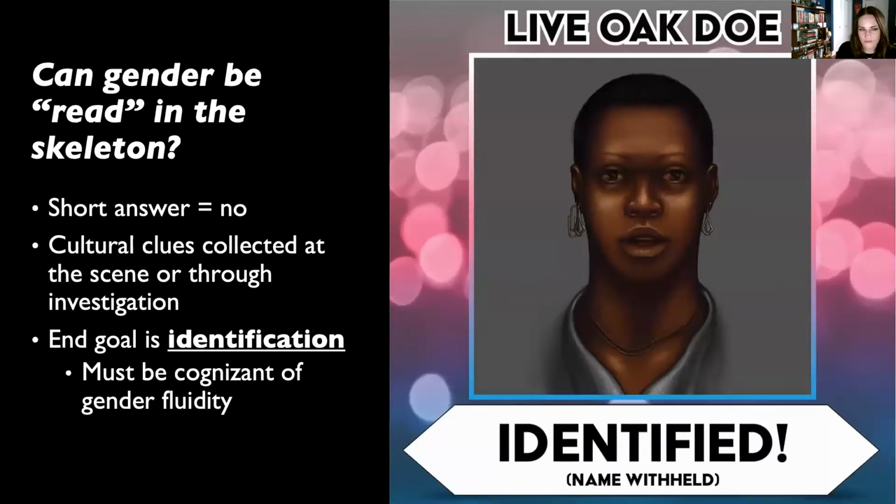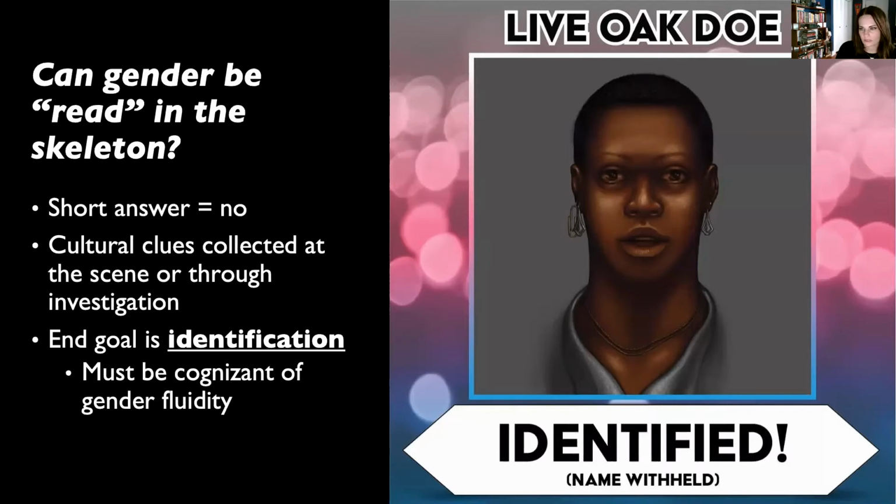Unlike sex, which we can usually fairly accurately estimate in the skeleton, we just cannot read gender from a person's bones. Remember, gender is all about how a person saw themselves and how they existed in the world, and the skeleton can't really tell us anything about that. As a reminder, we can really only know about gender once the person has been positively identified and we learn more about their life. What we can do is understand that gender is fluid, and evaluate cultural clues collected at the scene or through investigation and let those clues in part guide us.